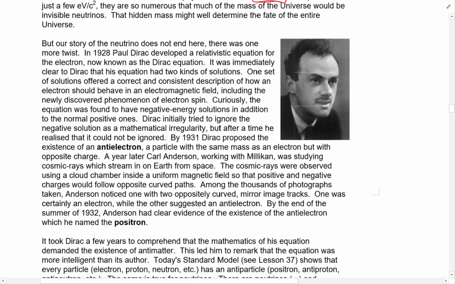All right. So now the neutrino was discovered. We had another genius, Paul Dirac, who developed a relativistic equation. You don't need to know too much about this. It's talking about when things are traveling close to the speed of light, for the electron. So it's now known as the Dirac equation. I never got a chance in university to look at the Dirac equation or what it was all about, but apparently it describes how electrons behave or should behave in an electromagnetic field.